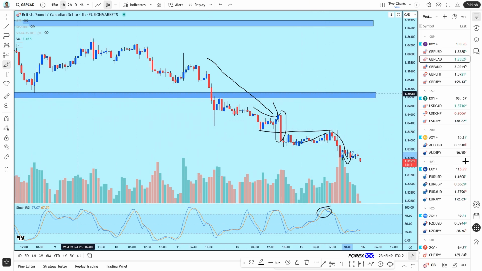Now we will not always have trending markets, but you can change your assets, look for currency pairs, maybe some indices, and try to find a price that is actually trending up or down.